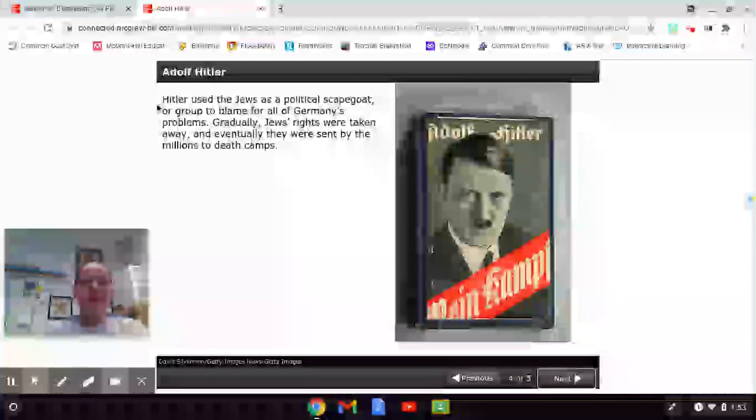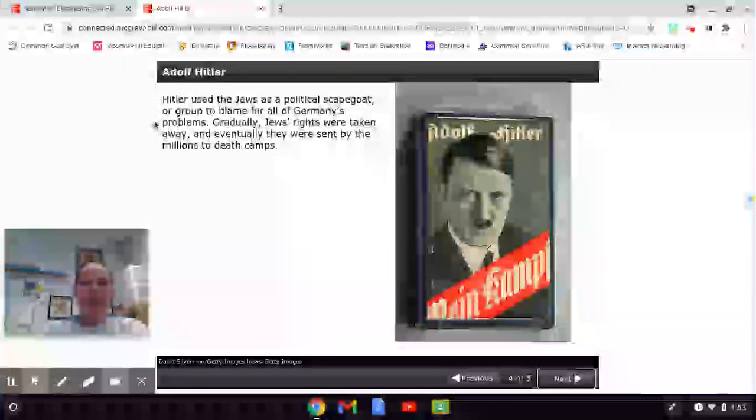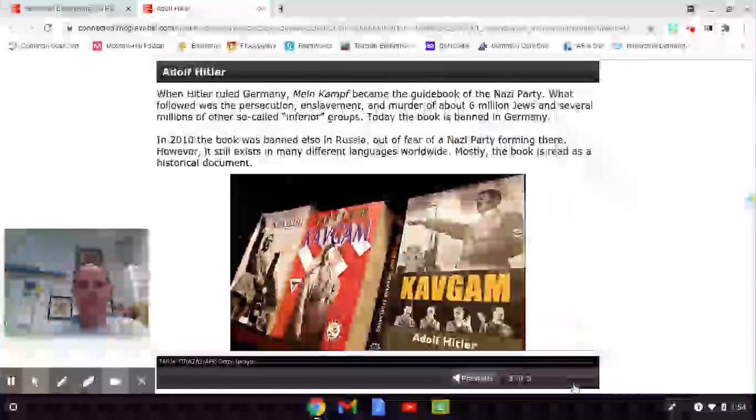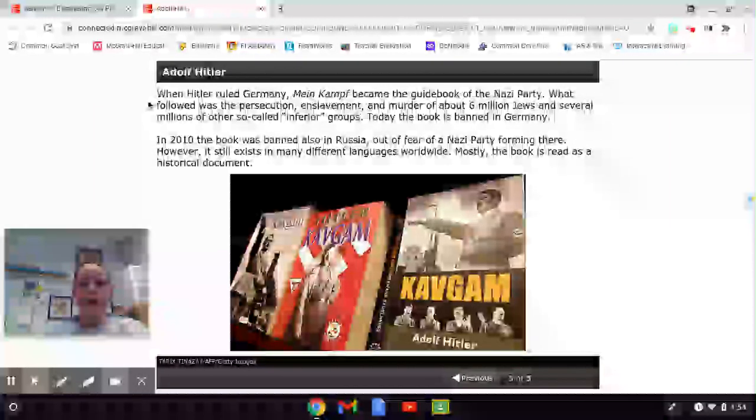Hitler used the Jews as a political scapegoat, or a group to blame for all of Germany's problems. Gradually, Jews' rights were taken away, and eventually they were sent by the millions to death camps. When Hitler ruled Germany, Mein Kampf became the guidebook of the Nazi Party. What followed was the persecution, enslavement, and murder of about 6 million Jews and several million other so-called inferior groups.